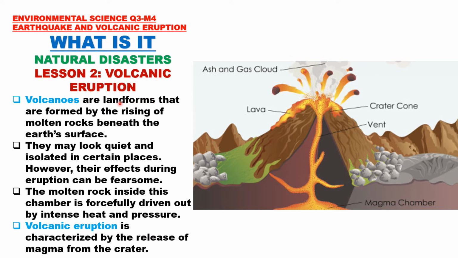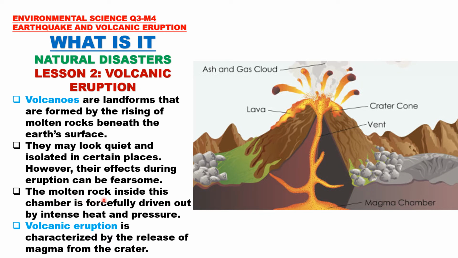Volcanoes are landforms that are formed by the rising of molten rocks beneath the Earth's surface. So here in the magma chamber, the molten rocks are forced out due to tremendous heat and pressure, and when they come out, a volcano is formed. So they may look quiet and isolated in certain places, however, their effects during eruption can be fearsome.